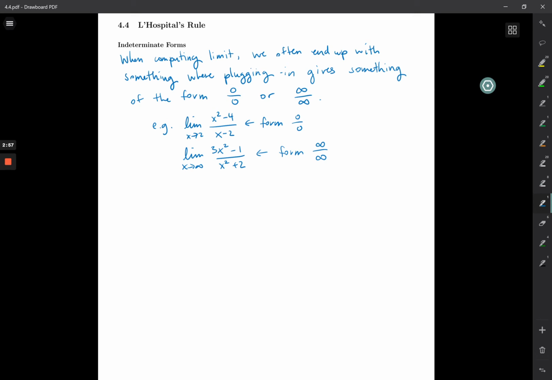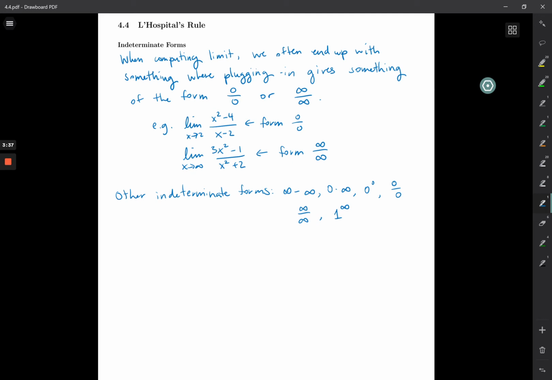The other, so there are other indeterminate forms. And so these are things like infinity minus infinity. This is not well defined. 0 times infinity, 0 to the 0. Of course, these two that we've talked about, 0 over 0 and infinity over infinity, and also 1 to the power infinity.